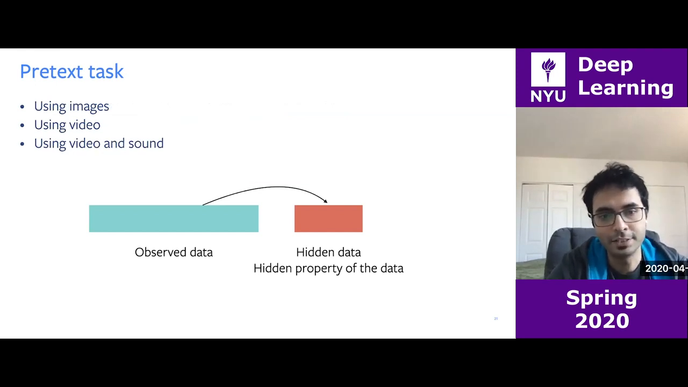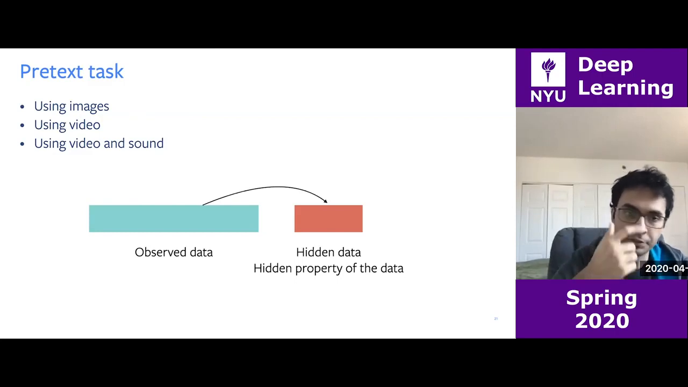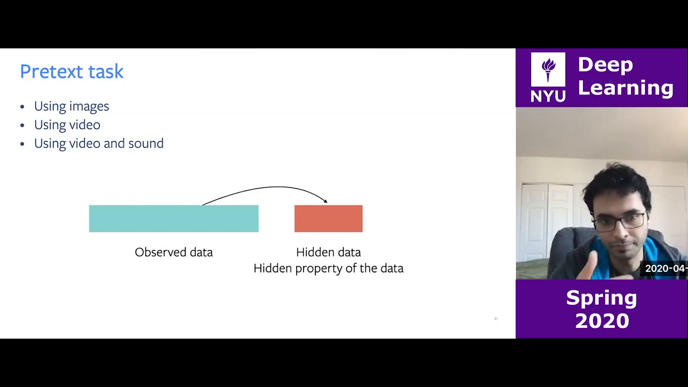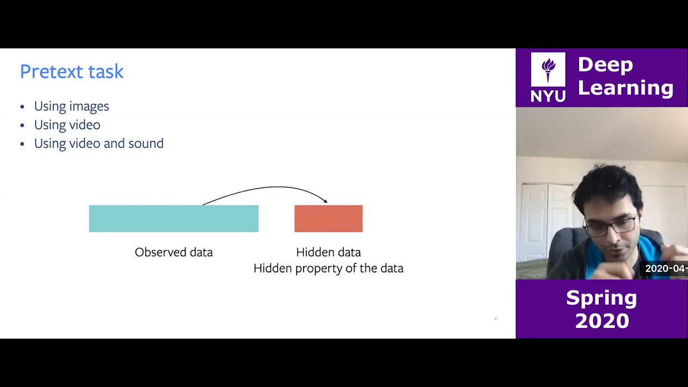So let's look at how you can define a bunch of pretext tasks and what each of these pretext tasks is trying to do. You can use either images, video and sound when you're trying to do these things. And in each case, you'll have a bunch of observed data, and you'll try to either predict hidden data or you'll try to predict a property of the hidden data. And this distinguishes a bunch of approaches.